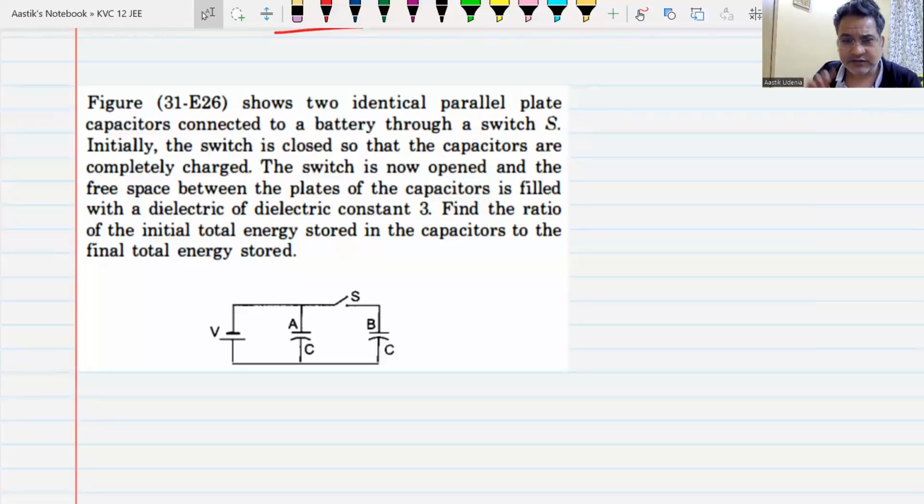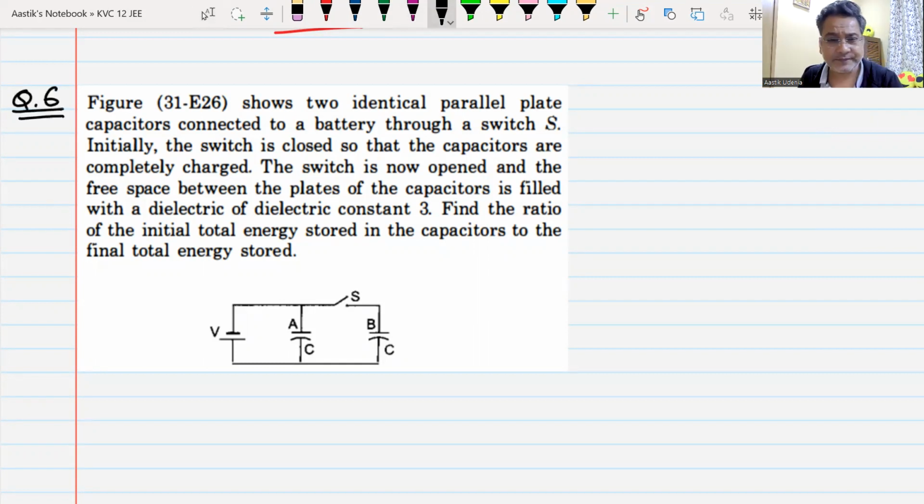So here comes this question. All of you should be able to do this. Again, this is from your favorite book. The figure shows two identical parallel plate capacitors C and C connected to a battery through the switch S. Now this will check everything from the first class of capacitance till the last class of capacitance, because this is the last class of capacitance.